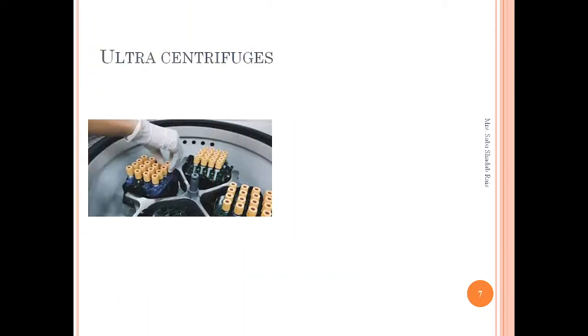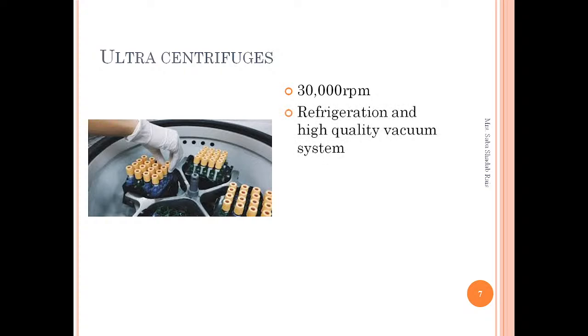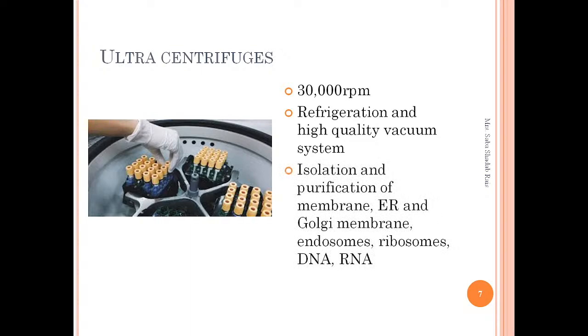The second type of centrifuge machine is the ultracentrifuge or high speed centrifuge machine, which we can also call a refrigerated centrifuge machine. It has above 30,000 rpm, and it has refrigeration and a vacuum system in it. We can use it for the isolation and purification of membrane components like Golgi membrane, endosome, ribosome, DNA, and RNA.